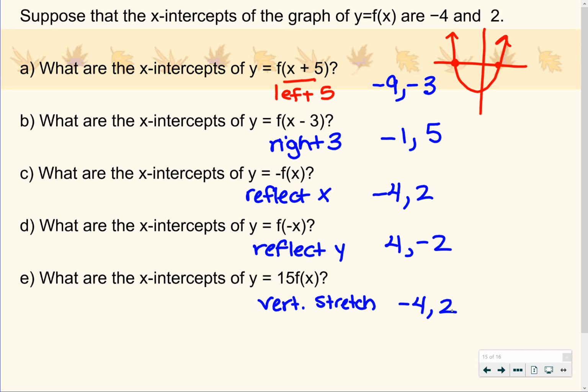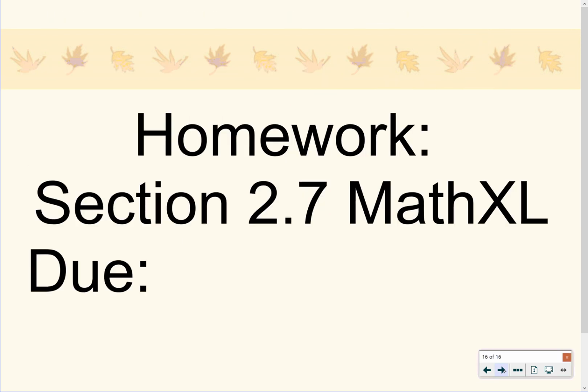Okay. All right, so that'll help you with that Math Excel question. Just draw a sketch, use a parabola to help you. You should be able to visualize it. Should be pretty quick. All right, homework.